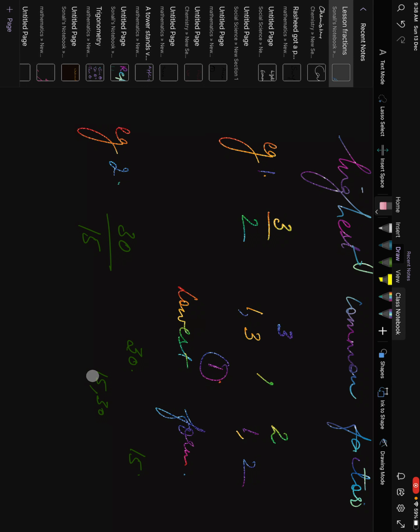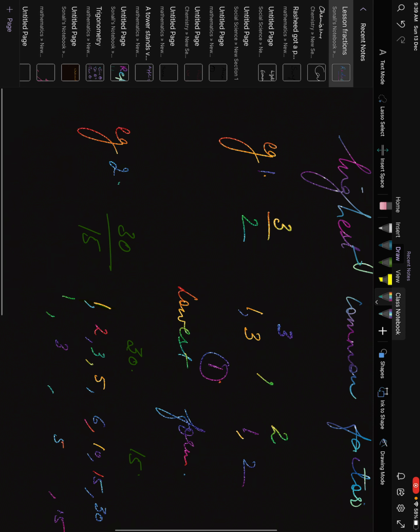Wait, I will have to use my eraser. The space is less here. Let me take a brighter color. So 1 and 30, right? Then you have 2, 15. Then you have 3 multiplied by 10. Then 4 will not come, 5 and 6. So these are the factors of 30. For 15: 1, 15. The table of 2 will not go, 3, 5.